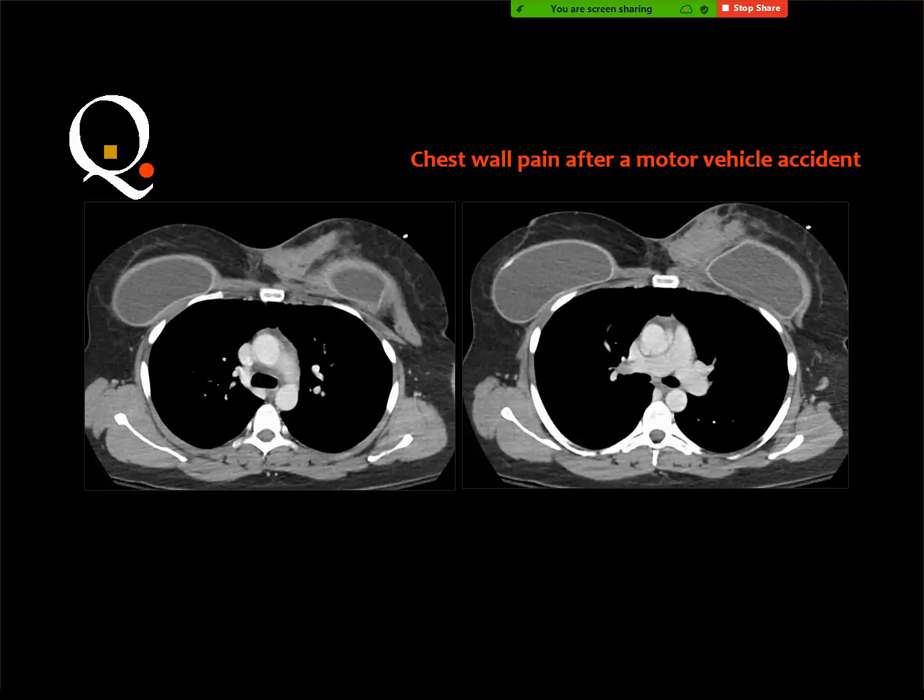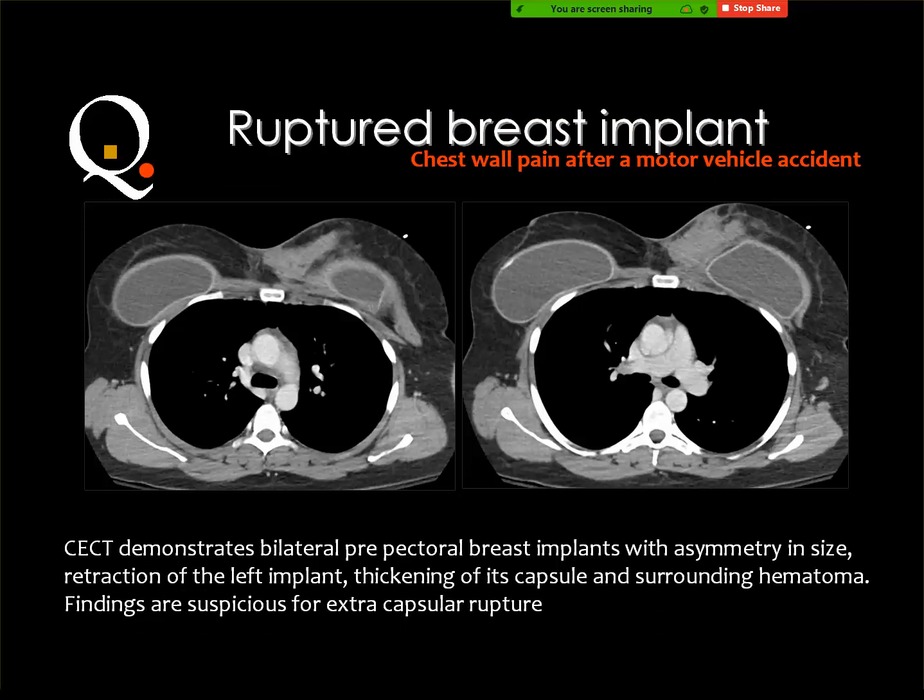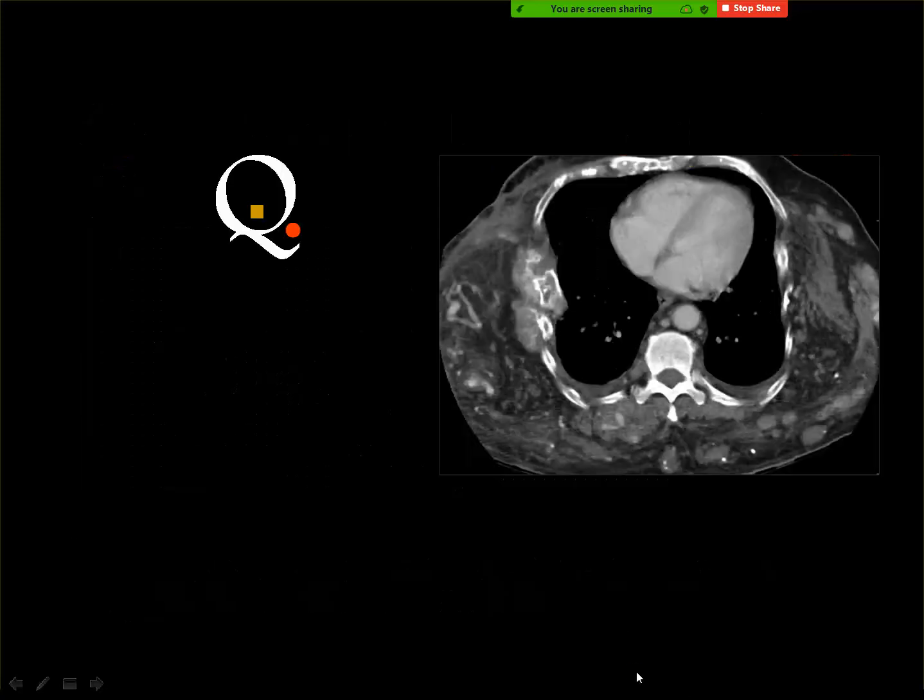Rupture of breast implant. Yes, very good. The left breast implant has ruptured because of the trauma, and you see the reaction in the subcutaneous tissue and the small and deformed size of the implant.